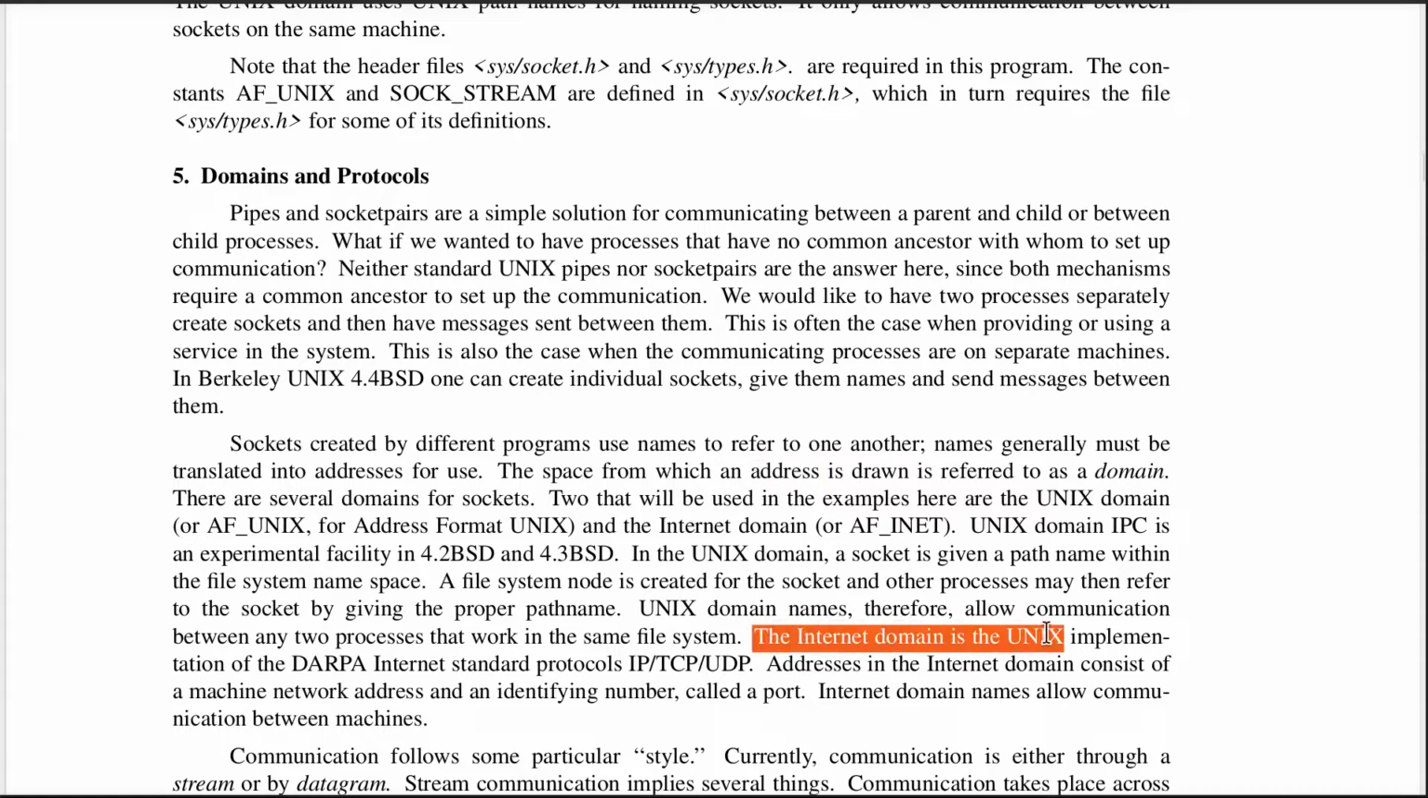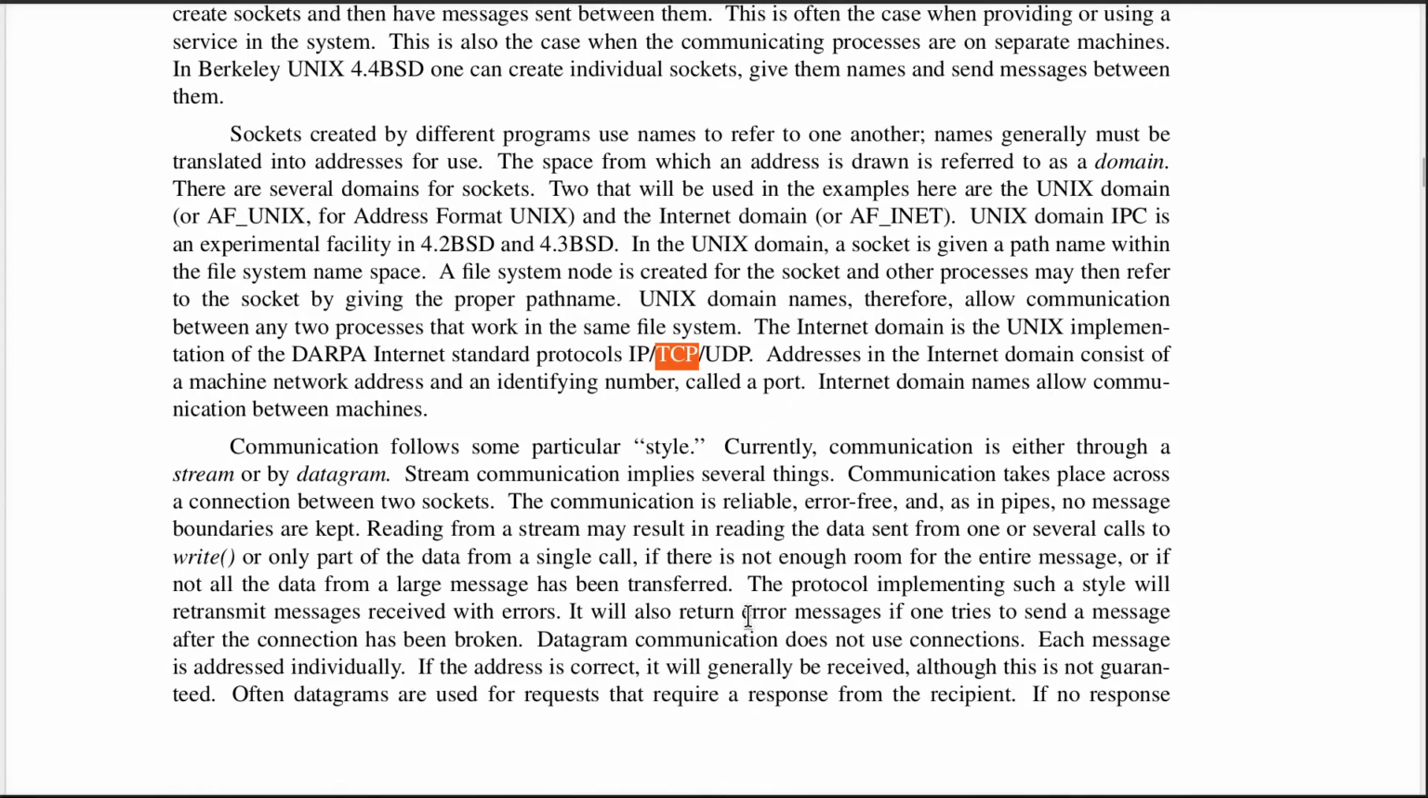They go on to say that the Internet domain is the Unix implementation of the DARPA Internet Standard Protocols for IP, TCP, and UDP. We are concerned right now with TCP. That's our main focus today, okay? So it then makes sense to say that the addresses in the Internet domain, and the Internet protocols, consist of a machine network address and an identifying number called a port. And we'll see all about that in a minute.